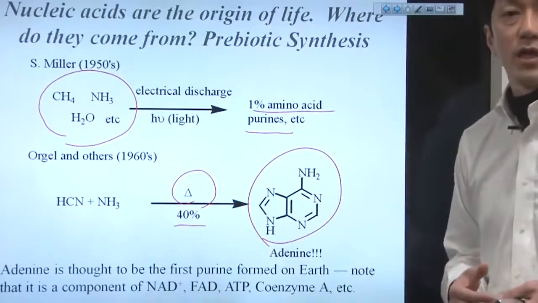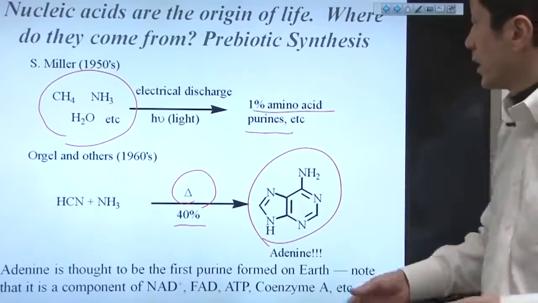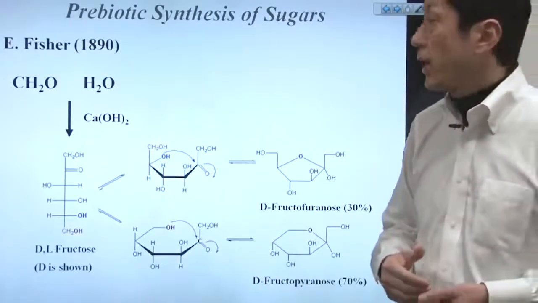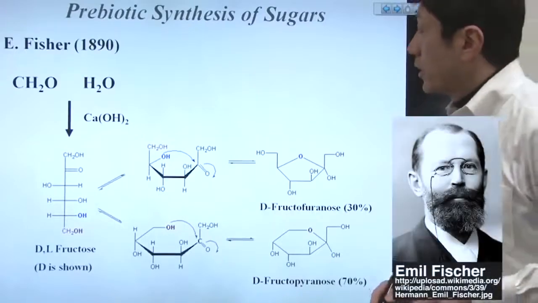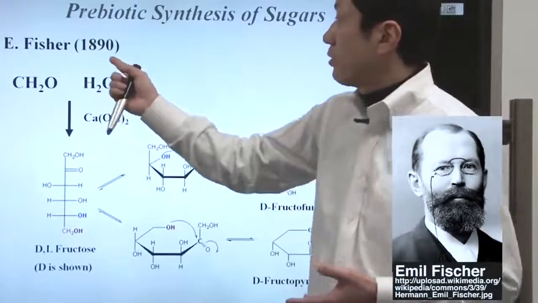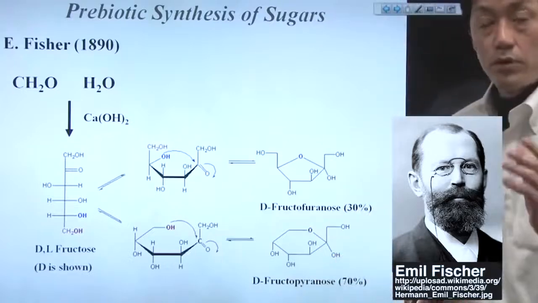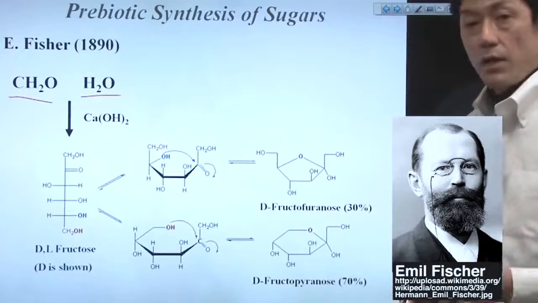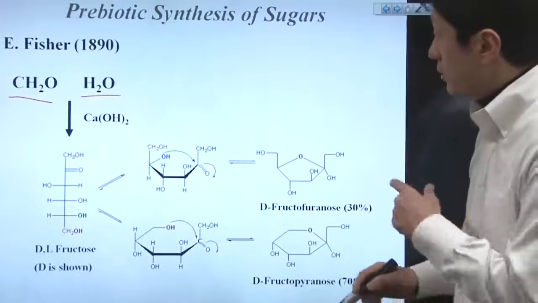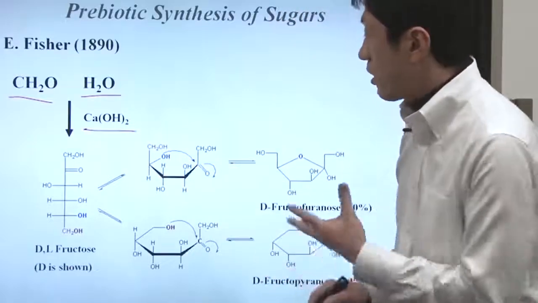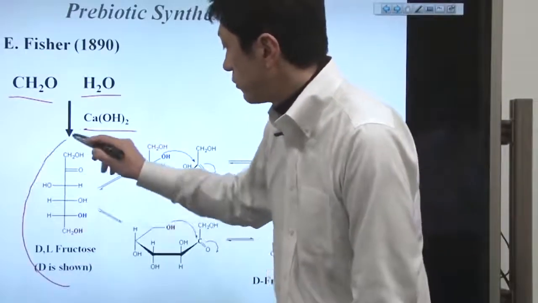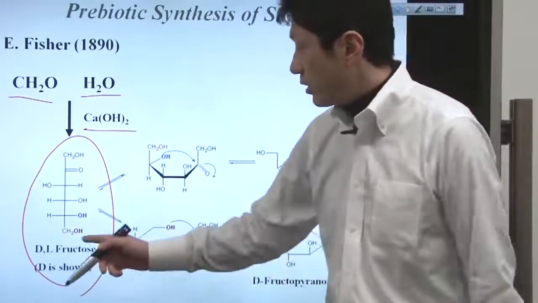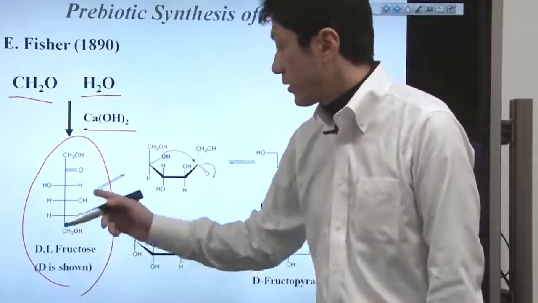The other components of DNA may have also been created spontaneously. Let's take a look at this. How about the sugar part of DNA? Professor Fischer did experiments a long time ago. He put aldehyde and water, then looked at the reaction. In the presence of calcium, he got the formation of fructose. That's a sugar. He got a mixture of D and L fructose, as shown here.